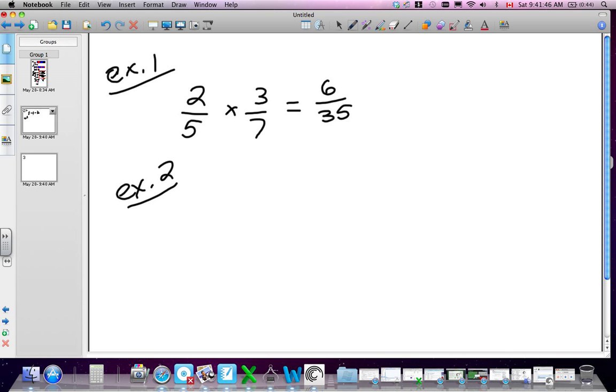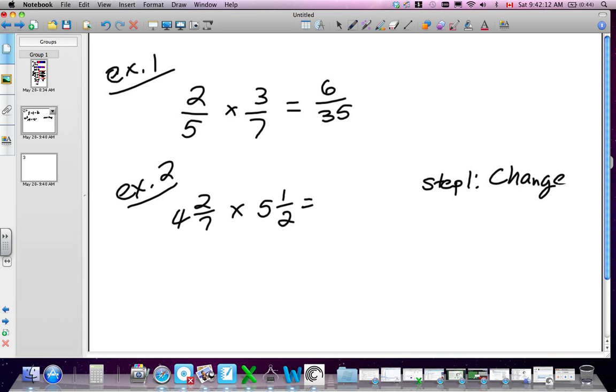Now I have 4 and 2 over 7 times 5 and 1 over 2, let's say. Okay? I have to multiply these numbers. Now, I do have to change it from a mixed fraction. I have to change it, from step 1, we'll call it, to an improper fraction.